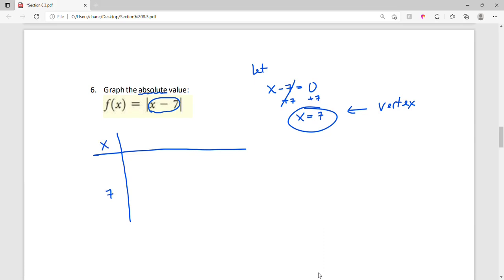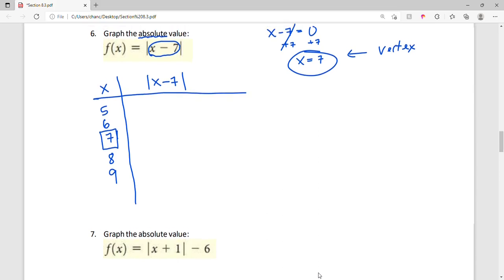Let's put that 7 in a table so we can plot some points. Now I like to put the 7 in the middle, then pick values below 7, which are 6 and 5, and some values above 7, let's say 8 and 9. These points are just around 7. It gives us a good idea of what the graph actually looks like. On the right, we'll put the function, the absolute value of x minus 7, and then we'll evaluate it for each value.